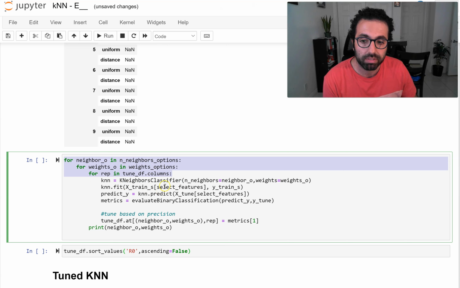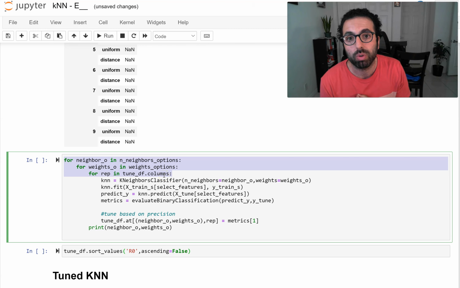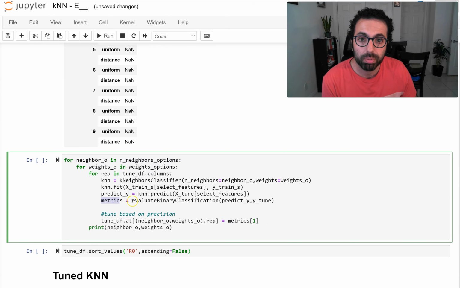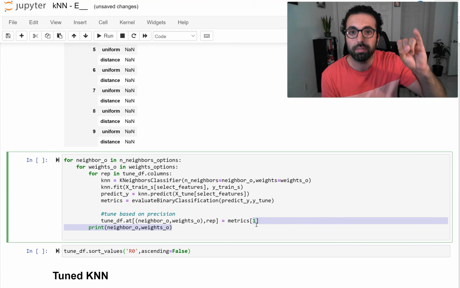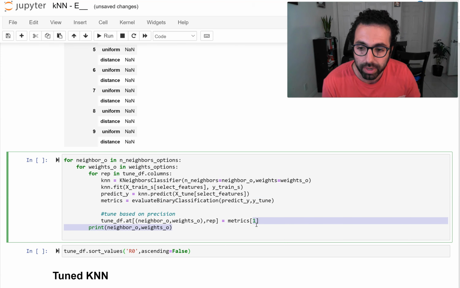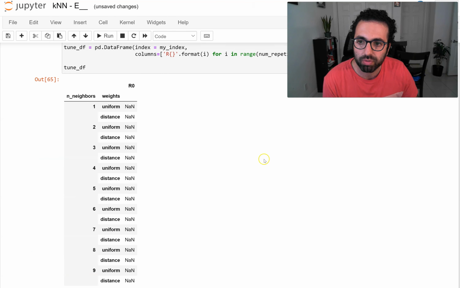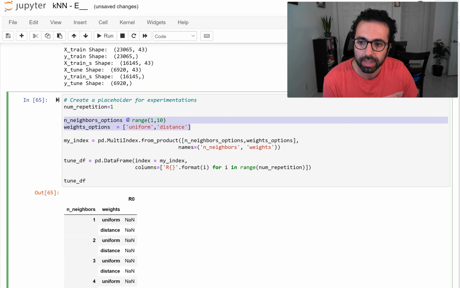Basically, you have to computationally experiment with KNN and see which combination of these parameters will lead to the best result. And the metric we're using here is recall. So metrics is the output of the function that we created, and the second output, if you remember, was recall. So that's why we have put 1, because the first one is 0 and the second one is 1. And we put that in our placeholder. And the number of neighbors and the weights come from these possible options, and the number of neighbors we are going to use is from 1 to 9.